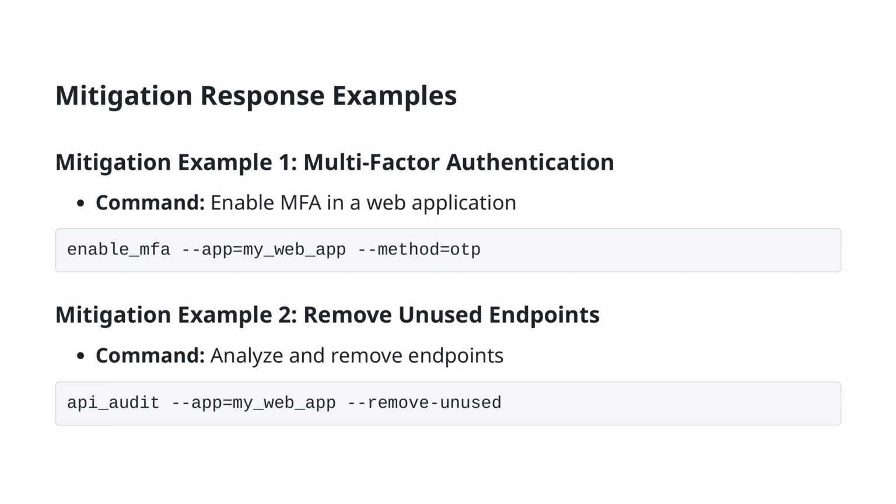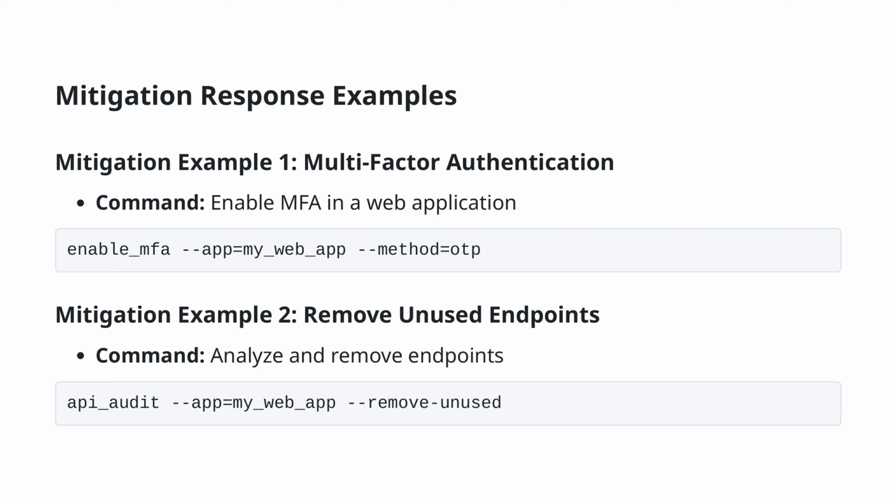In this slide, we're focusing on practical examples of mitigation responses. The first example is implementing multi-factor authentication, MFA. To do this, you would use a command like enable MFA equal mywebapp-method OTP. This activation enhances security by requiring additional verification steps, thus mitigating the threat of spoofing.